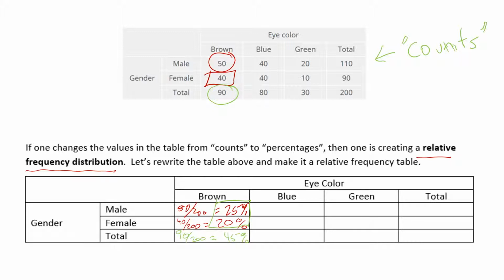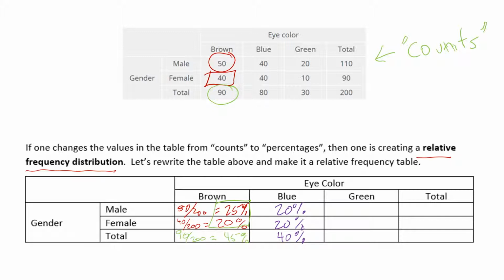And you do the same thing with the blue eyes for males and females, same thing for the green eyes for males and females, etc. And when you do that, you get 20% here. You'll get 20% here. When you take 80 divided by 200, you get 40%. So that will go there.